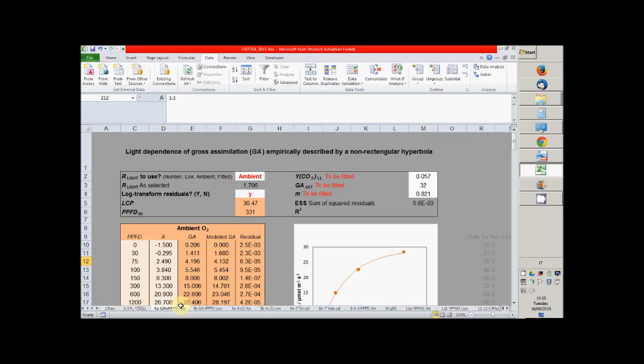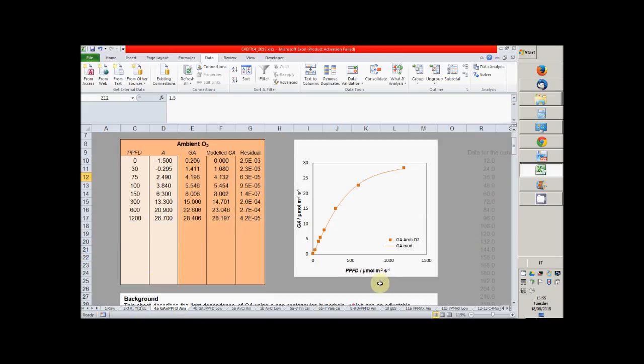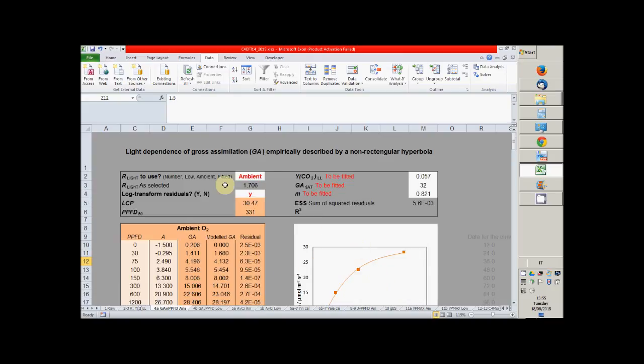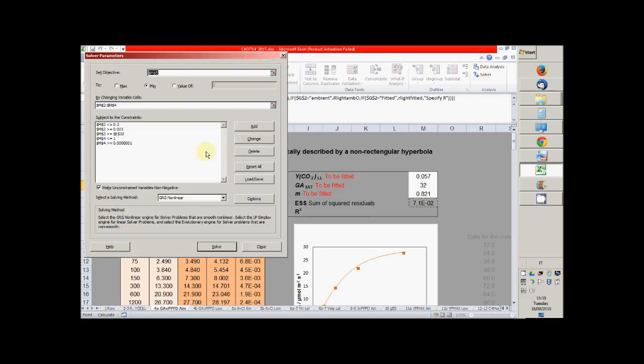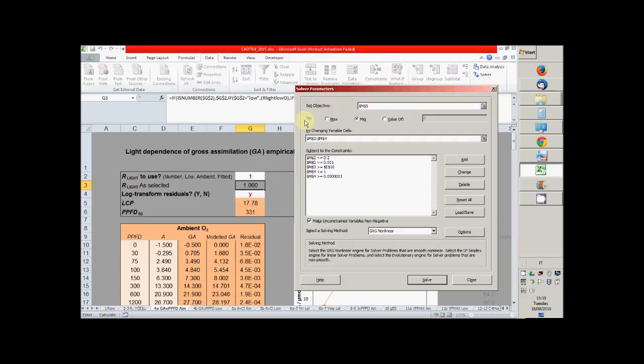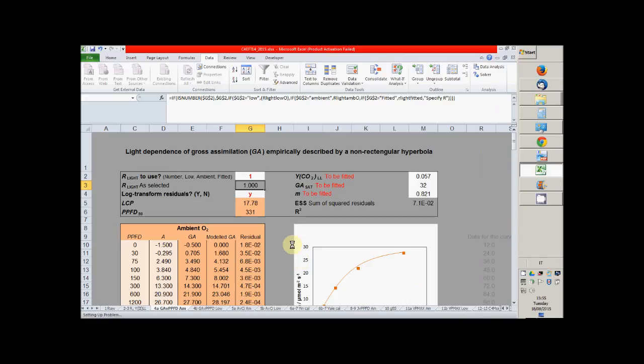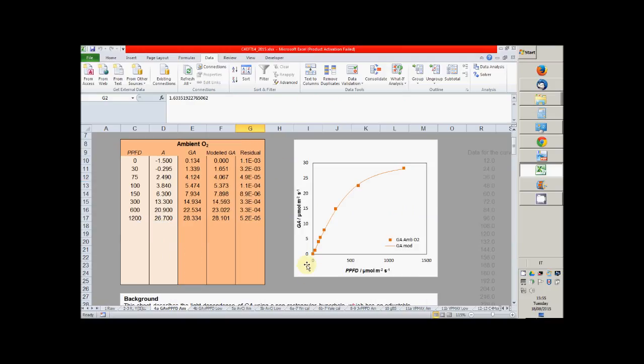If respiration in the light was not fitted in sheet 2, we may use this curve fitting procedure to fit a value for respiration in the light. To do so, we just insert a dummy number here, and then we may ask Solver to fit cell G2 as well. So now we have a fitted value for respiration in the light.